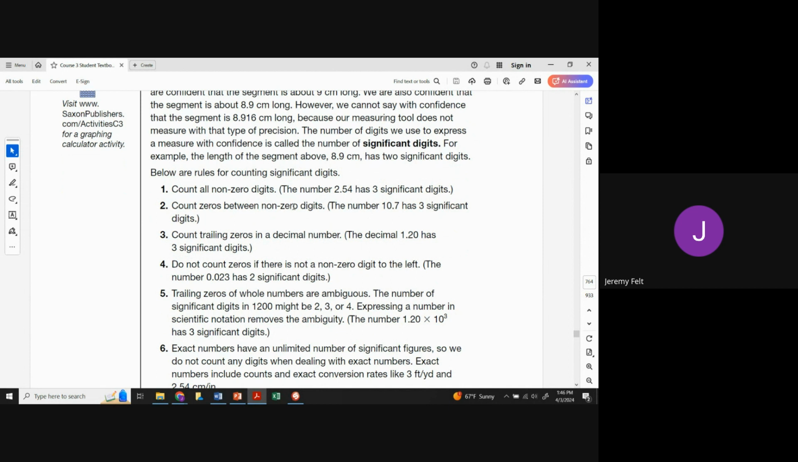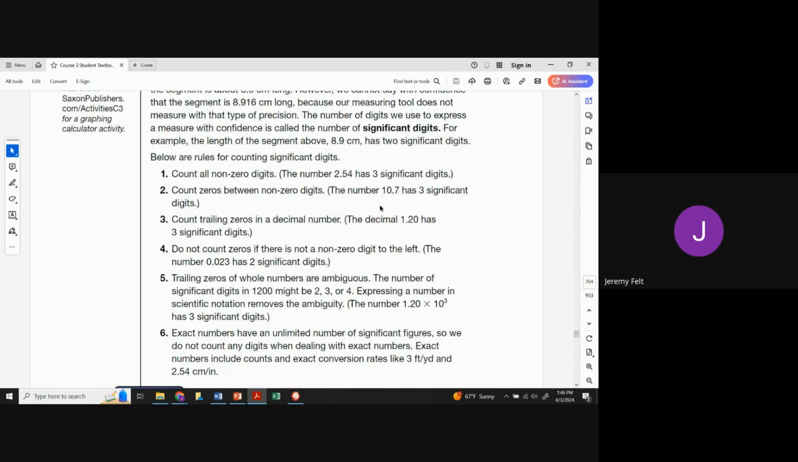Count zeros between non-zero digits. So 1, 0, 7, 10.7. We don't say those are 2 significant. So if it was 1.7, it'd be 2 significant, but it's 10.7, so there's 3 significant digits. Count trailing zeros in a decimal number.